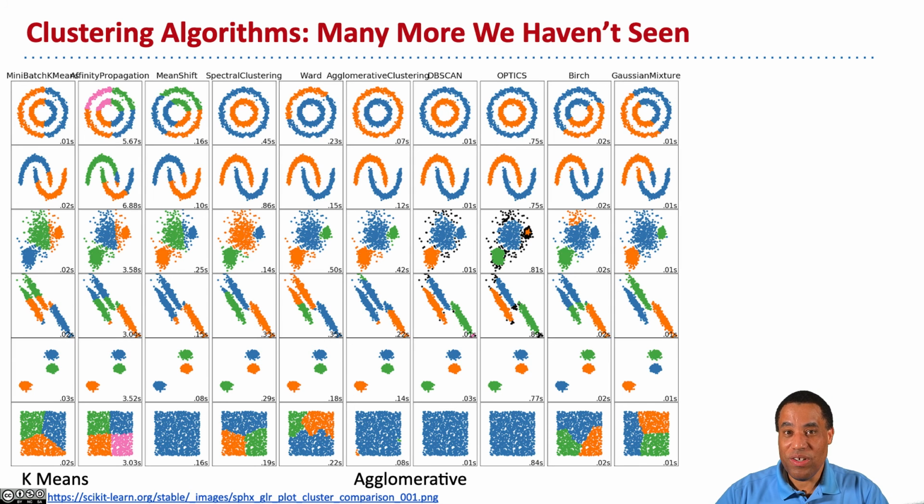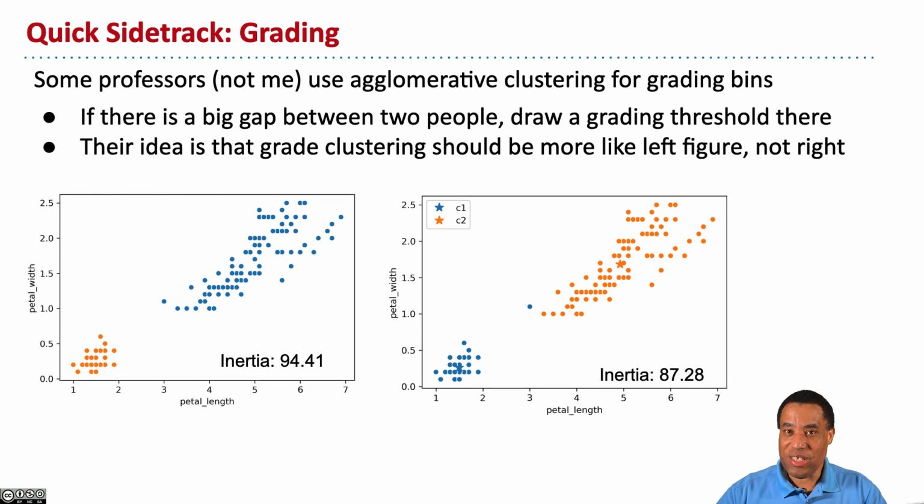Sometimes, however, this can have real-world consequences. So here's a little quick sidetrack of grading. Now, some professors choose to use agglomerative clustering for the grading bins. So they say if there's a big gap between two people, then you draw a grading threshold there. And so their idea is that you want to have grade clustering that looks like what you see on the left, not what you see on the right.